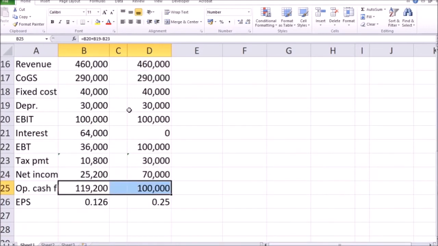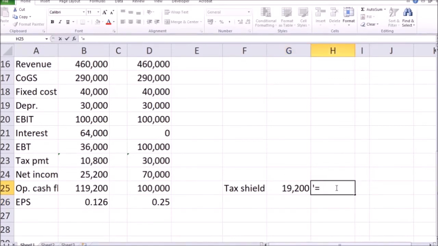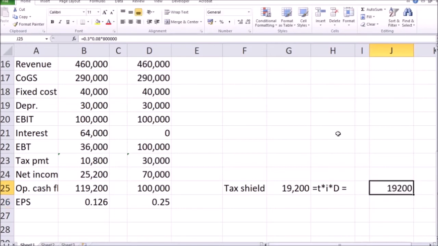from the taxes. And in our case, the tax shield is the difference between these two scenarios with and without debt, which is $19,200, which is equal to the tax rate multiplied by the interest rate paid on the debt, multiplied by the value of that debt. And in our case, that's equal to 30% multiplied by 8% multiplied by 800,000, which is the value of the debt, giving us 19,200. So that is how we calculate the value of the tax shield for a given year.